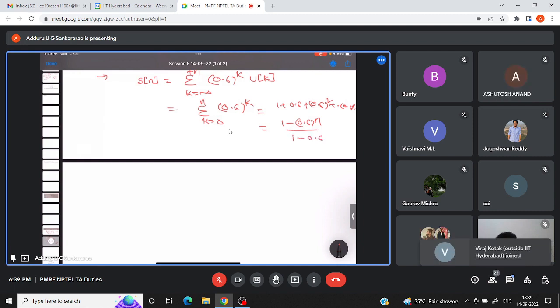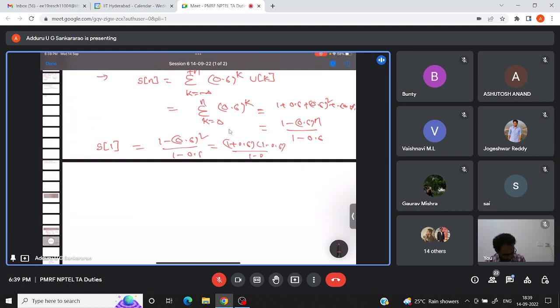the summation, right? Now in the question, it is asked to find out S of 1 at n equal to 1. That is, 1 minus square by 1 minus 0.6. So this is 1 plus 0.6 into 1 minus 0.6, so we will get 1.6 as the answer. Is that okay?